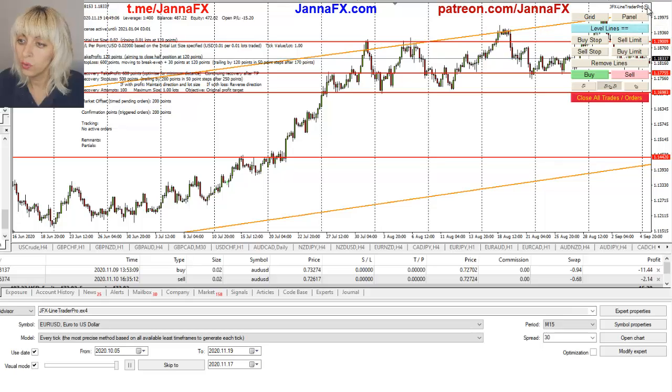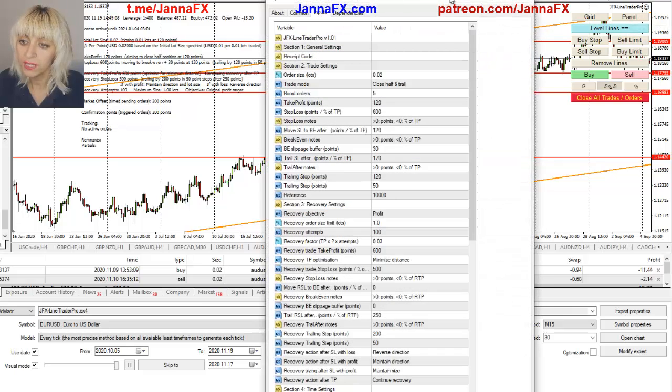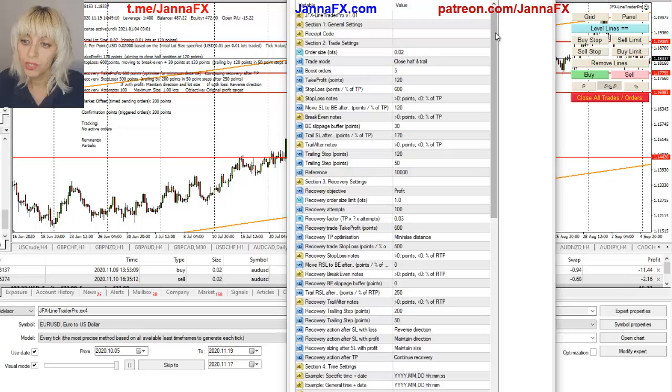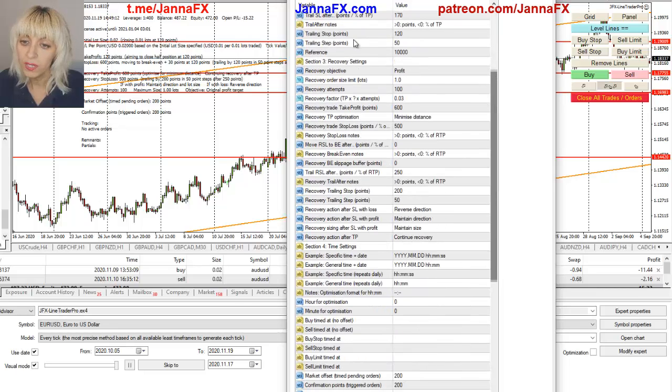So let's go and see the recovery settings. I hope you understand the principle of the recovery. So that's section number 3, and that's your settings. The first one, recovery objective, is where you can choose if you want to make a profit or if you just want to go for no loss. So the EA will only cover the loss and will not go for profit.